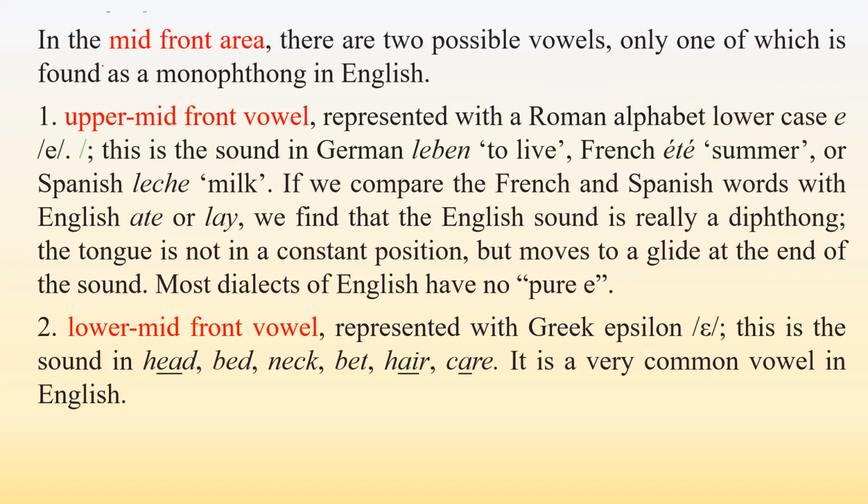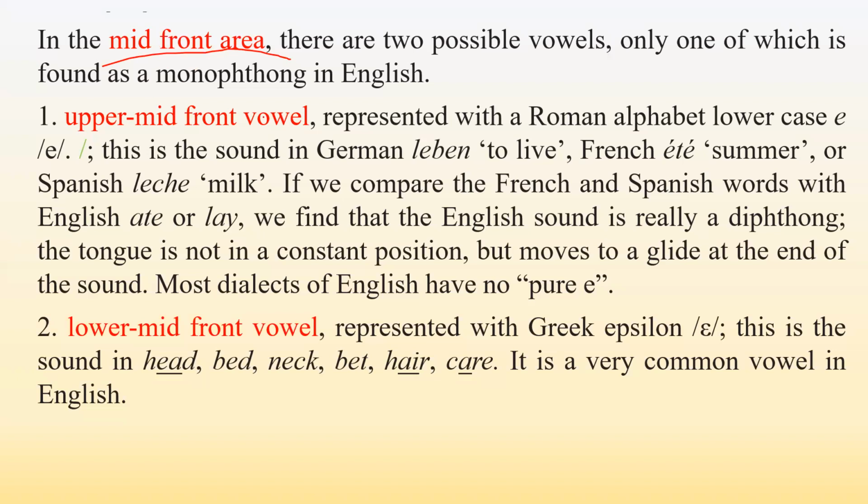And when you think about the mid-front area, there are two possible vowels, only one of which is found as a monophthong in English. Now, when I continue the slides here, it's not easy for me to go back all the time to the cardinal vowel diagram and show you the points there. So you have the cardinal vowel diagram in your module or in your notes, or maybe at least in your phone, just an image. Please check your images while we are talking about these points.